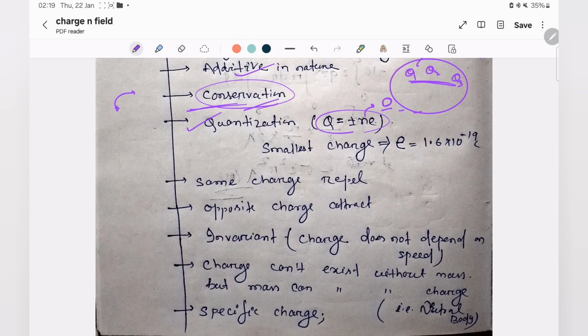So what is the smallest charge? If we put n as 1, then we get plus or minus e. Its value is 1.6 into 10 to the power minus 19 coulomb. So the charge of an electron will be minus 1.6 into 10 to the power minus 19 coulomb, and the charge of a proton will be plus 1.6 into 10 to the power minus 19 coulomb.